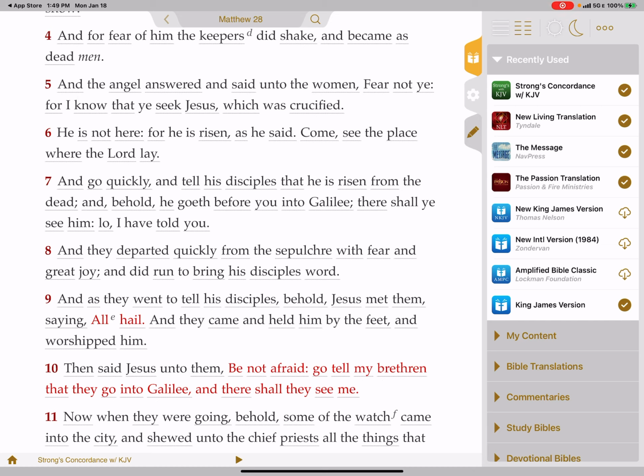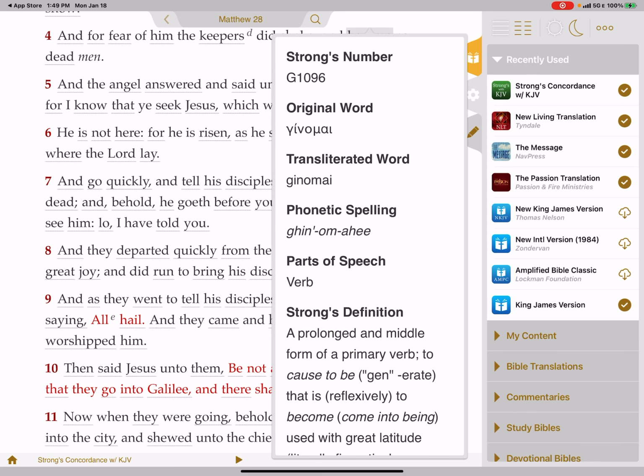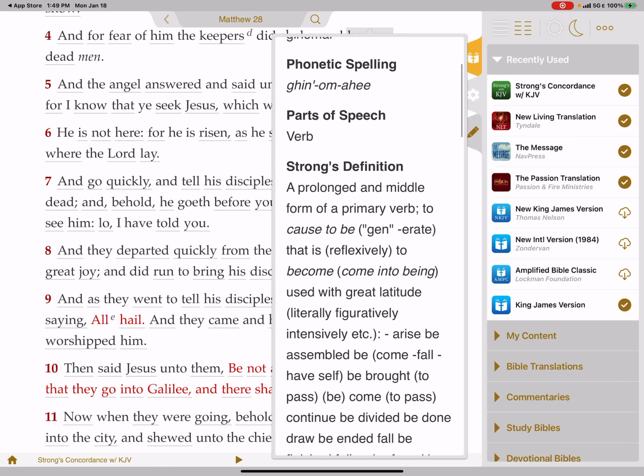In the New Testament, it will be a Greek transliteration, and in the Old Testament, it will be a Hebrew transliteration. And so you can actually hold on one of the words, and then you'll get the dictionary definition if you'd like that, or you'll get the Strong's etymology of the word. So this is the Greek word 1069, and here's the transliterated word, and then it gives you the phonetic spelling, genomai, and it'll give you an idea.